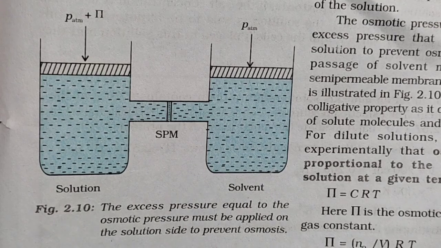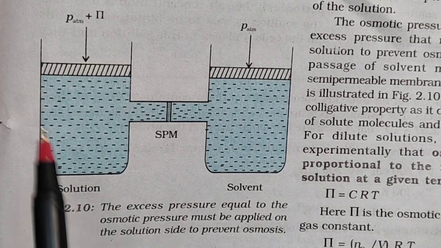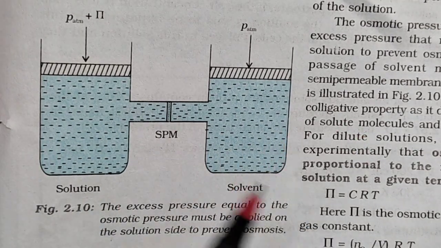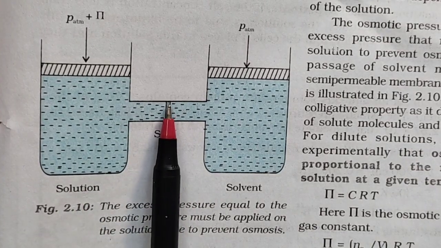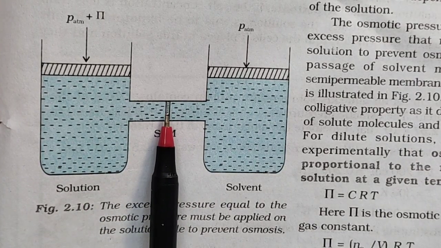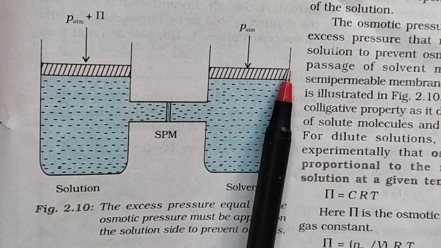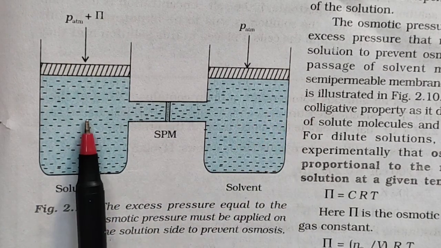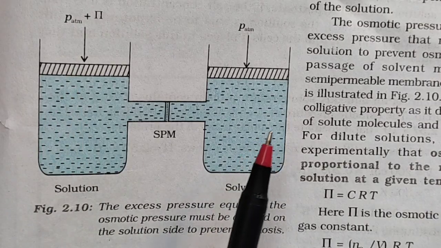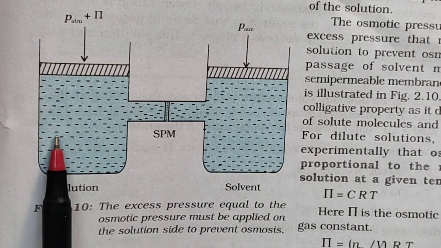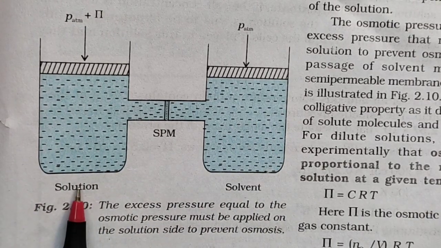We can take another example for it. There are two containers. In one you take solvent, in another you take solution. They are separated by a semi-permeable membrane. Initially the level will be the same in both, but after some time the level on the solution side will rise because of osmosis. Low solute concentration to high solute concentration, because here I took a solution along with solute.